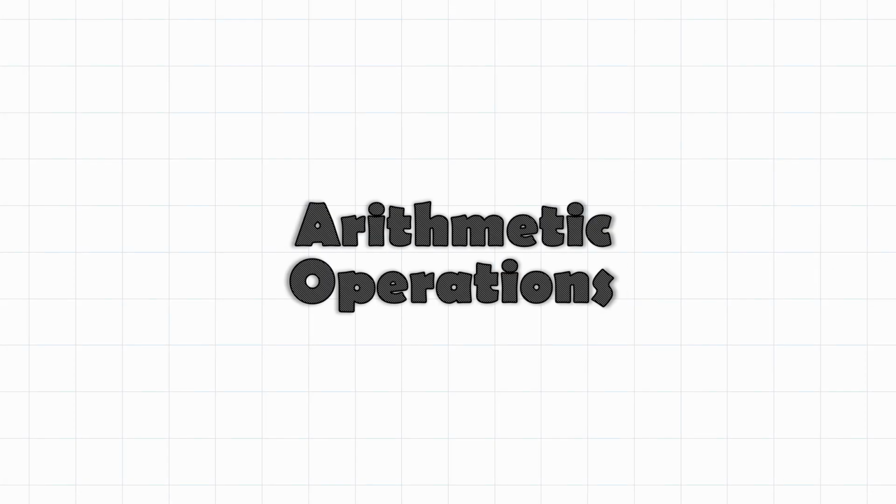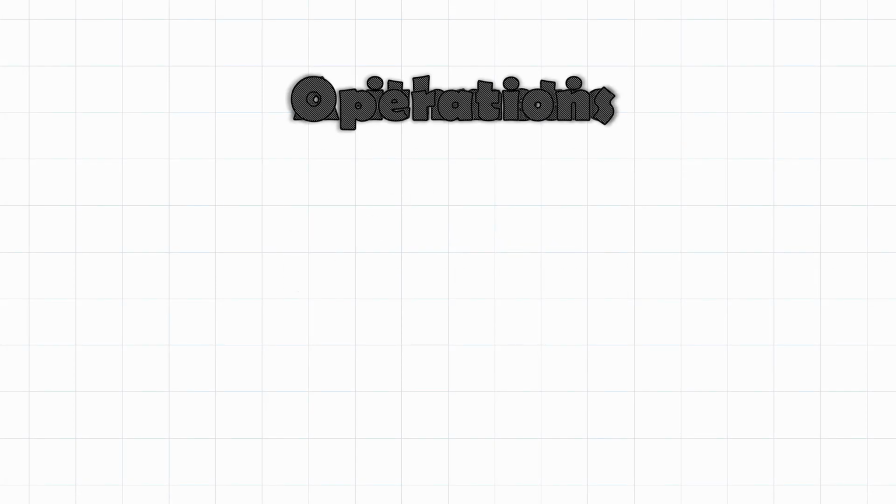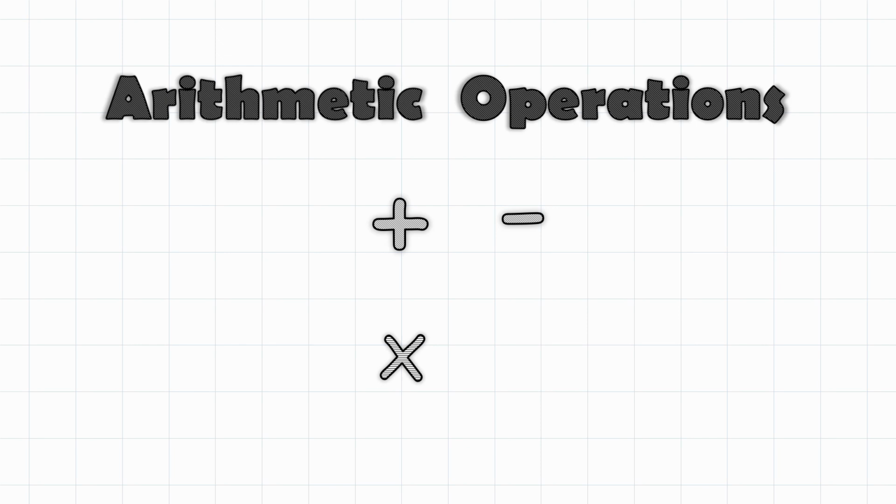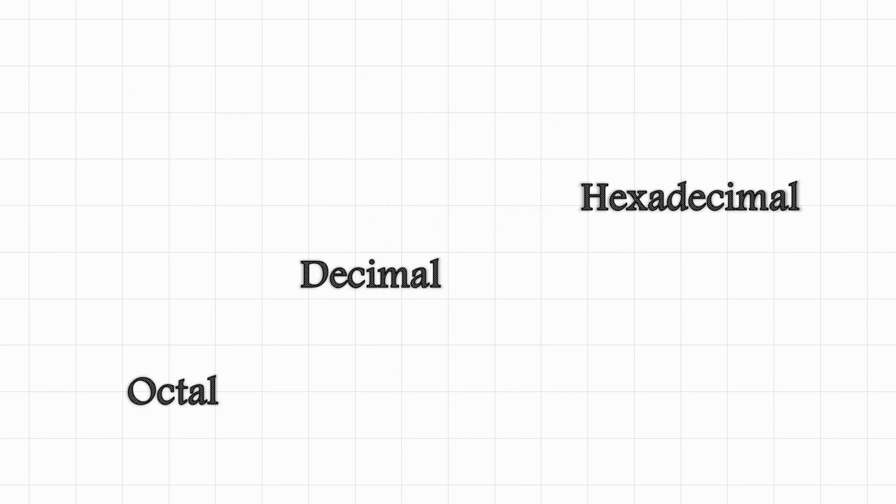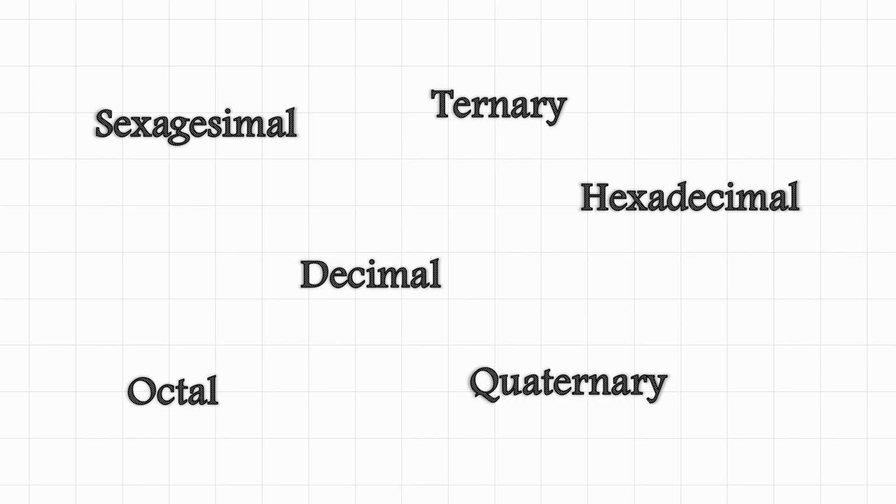Arithmetic operations. These are simple mathematical operations like addition, subtraction, multiplication, and division. These operations can be performed in any number system. As we are already familiar with these operations in decimal, let's learn how to perform them in binary by drawing out parallels from how we perform them in decimal. Let's start with the basic one, which is addition.